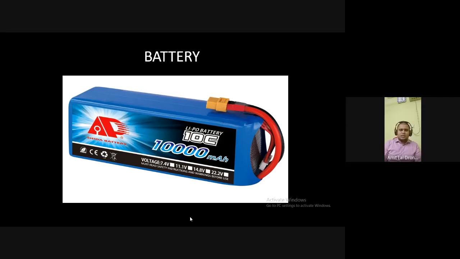Your drones need a huge amount of current. So that is what these batteries can provide. These little batteries can provide the same thing, but these are pretty heavy because of the casing and stuff. So you can see various numbers written on it. For example, this 10,000 mAh. So what is 10,000 mAh? It is the rated capacity of the battery.